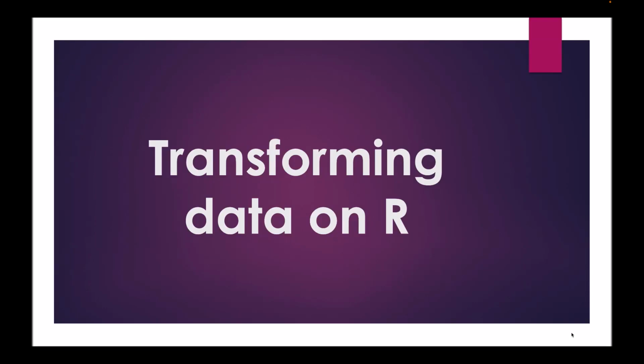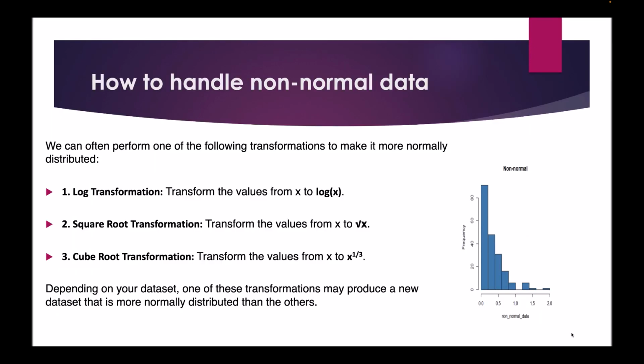This tutorial will go through how to transform data in R. So sometimes we may have data that is not normally distributed. Like you can see in the graph on the right, this histogram doesn't have the bell-shaped curve that we look for, and this indicates that our data is not normally distributed.